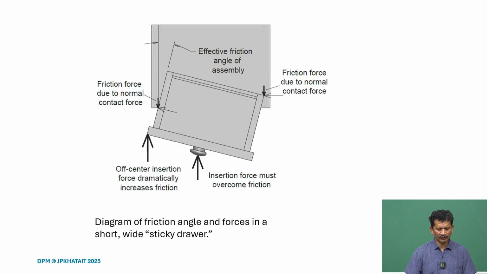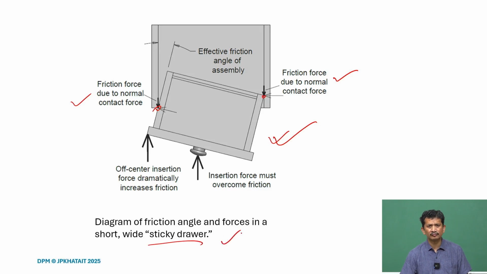So, this is one example. If you look at it, yes, it is highly exaggerated, but it comes in contact at these places and there will be friction. If the load is not symmetric, if it is off, it will create undue forces and then it will get jammed. So, some illustrations.